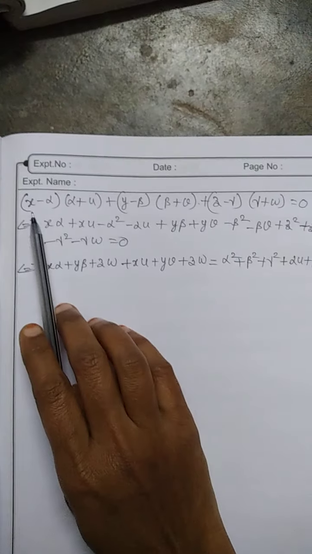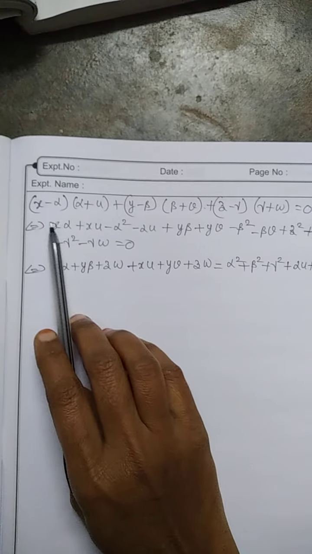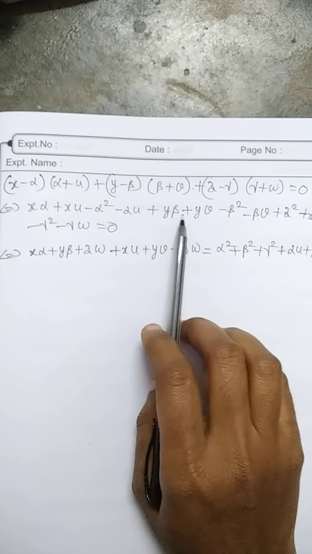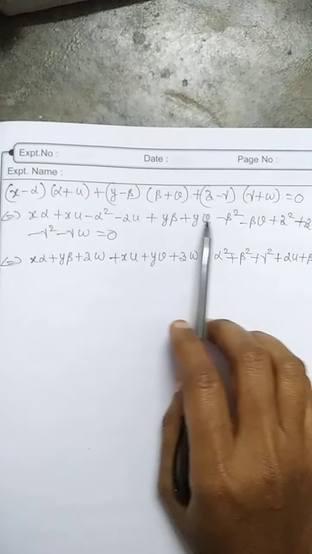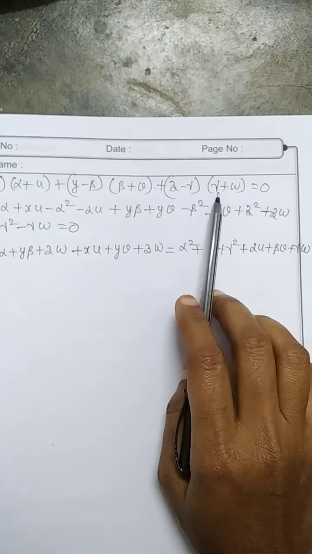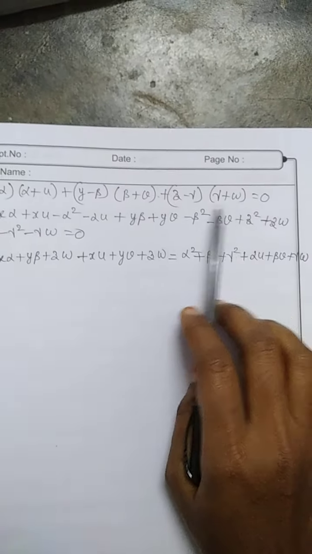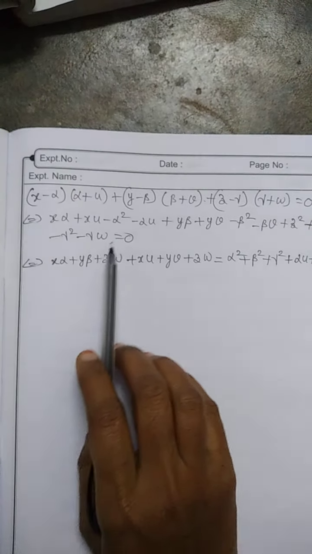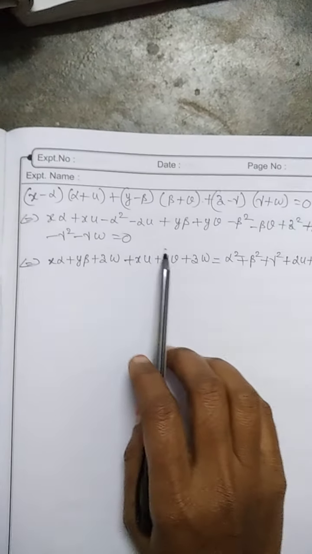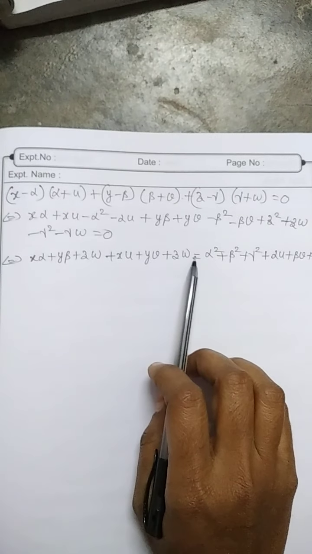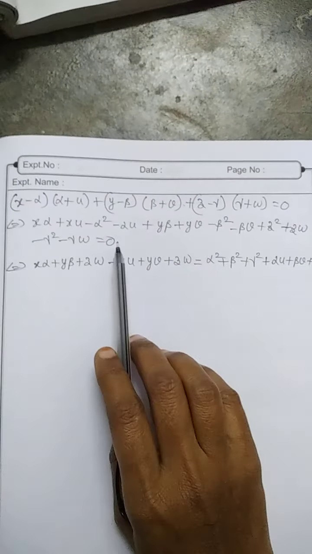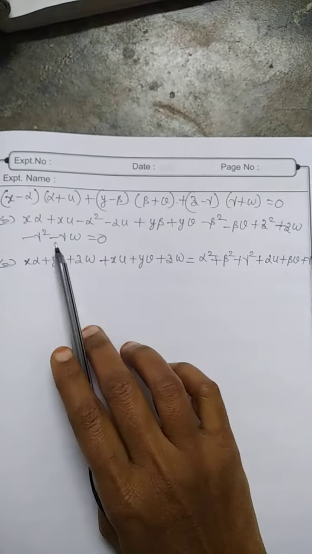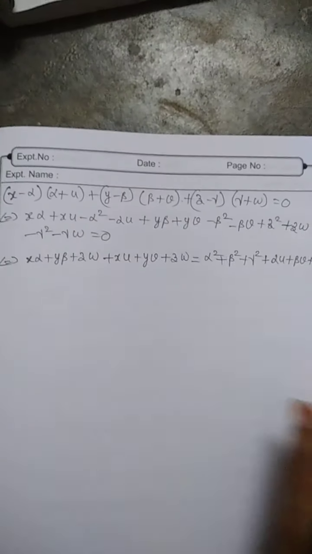Multiplying these terms, we get x alpha plus xu minus alpha square minus alpha u plus y beta plus yv minus beta square minus beta v plus z gamma plus zw minus gamma square minus gamma w equal to 0. Now by simplifying, x alpha plus y beta plus z gamma plus xu plus yv plus zw equal to, taking the minus terms to the right side, they become plus: alpha square plus beta square plus gamma square plus alpha u plus beta v plus gamma w.